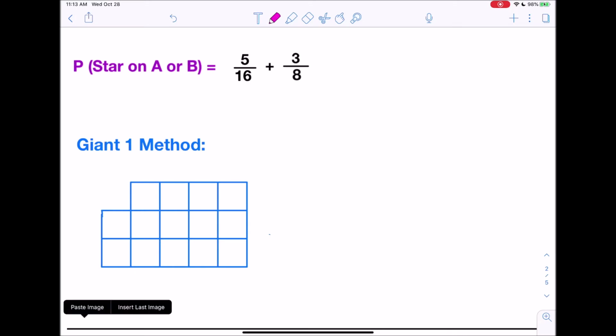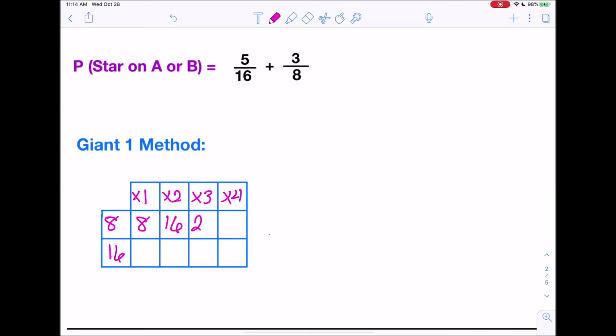So I'm going to find the first 4 multiples of 16 and 8. So times 1, times 2, times 3, times 4. Okay, and we're going to do that for 8 and 16. So 8 times 1 is 8, 8 times 2 is 16, 8 times 3 is 24, 8 times 4 is 32. Now I find the multiples for 16. So 16 times 1 is 16.